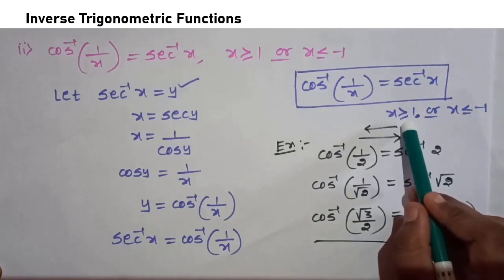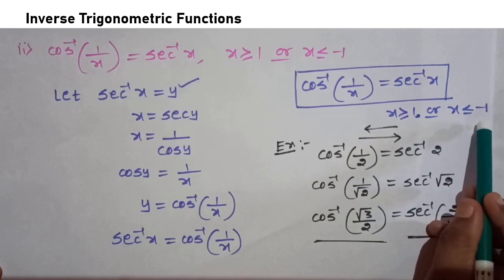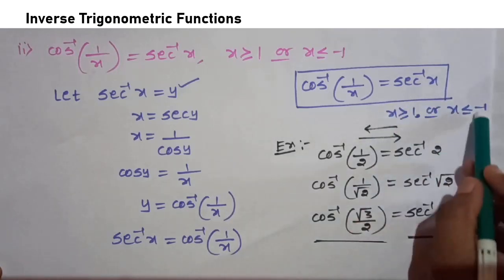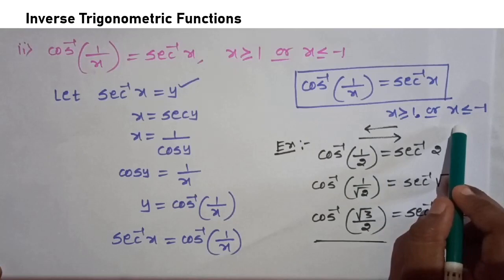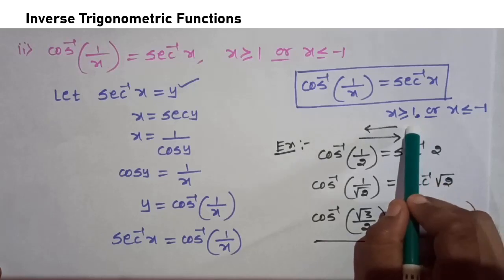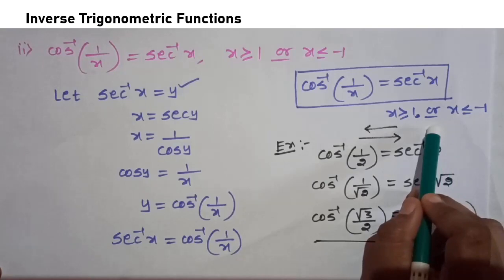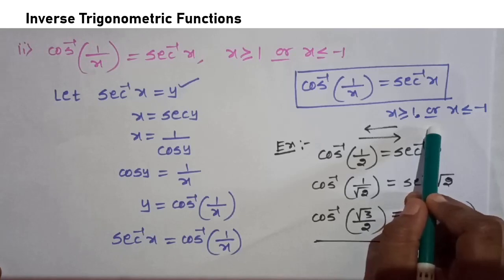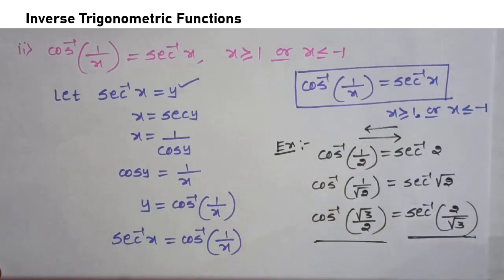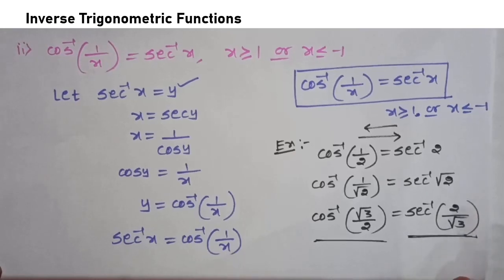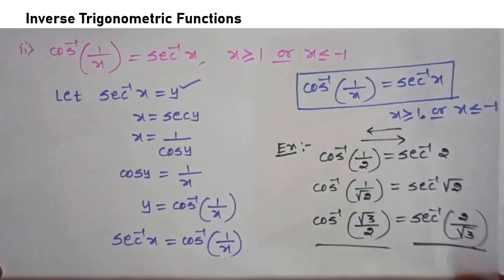With x greater than or equal to 1 or x less than or equal to minus 1. This condition is very important. You should remember this condition because in exam they may ask a question: if cos inverse 1 by x is equal to sec inverse x, for which values of x does this property hold? That time you should write x should be greater than or equal to 1 or x should be less than or equal to minus 1, or you can write it as mod x is greater than or equal to 1 also, or x belongs to the set of all real numbers excluding the open interval minus 1 to plus 1. So this is about cos inverse 1 by x is equal to secant inverse x.